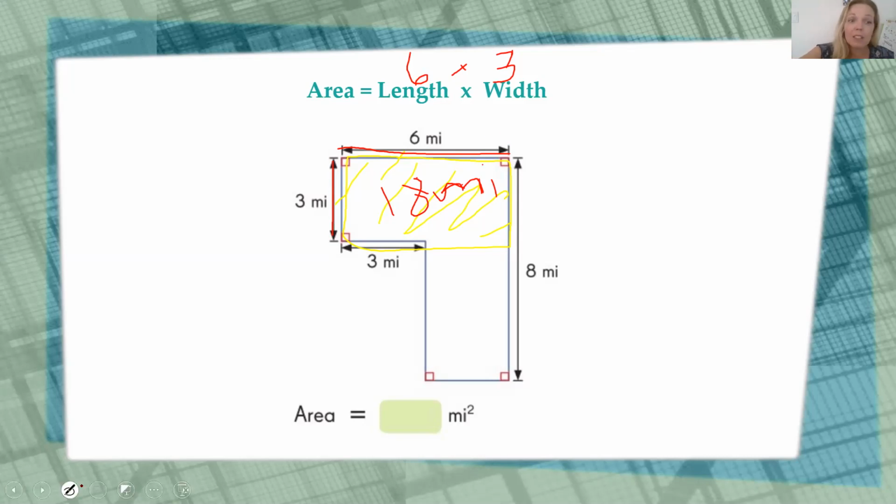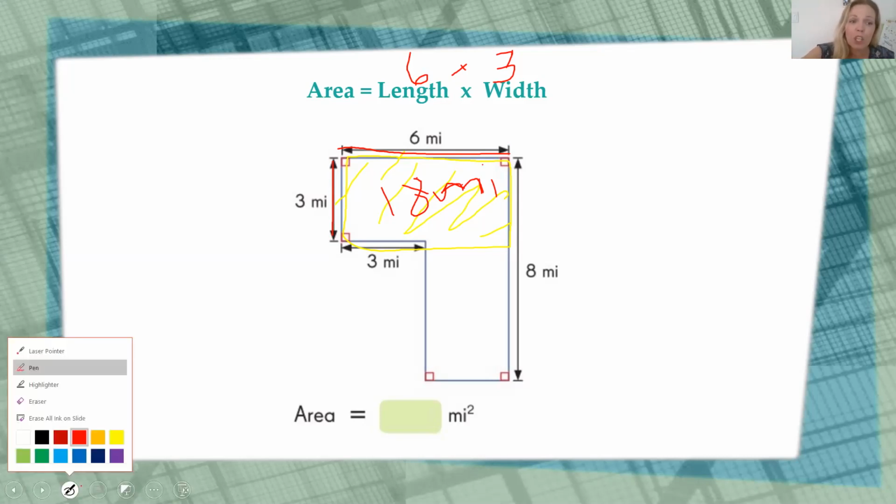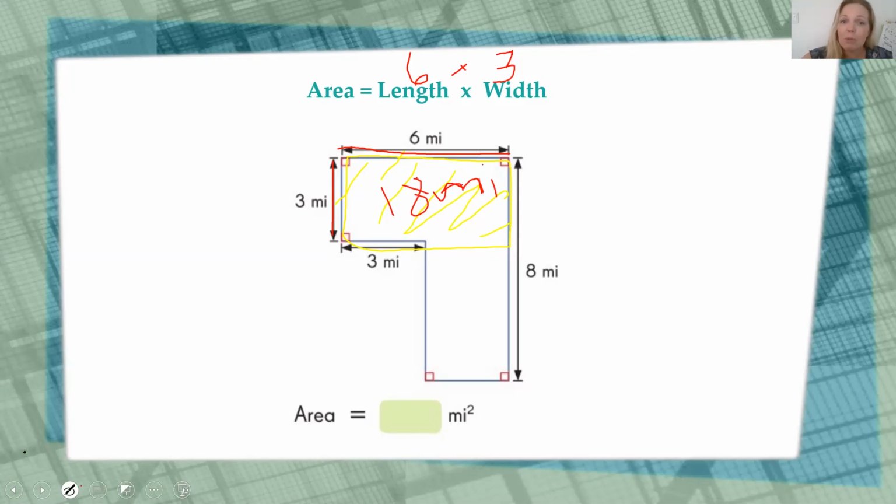However, we still have to solve for the bottom portion, because that is part of the original shape. So now let's solve for this lower rectangle. We'll call this the green guy. Our green guy does not have any measurements for its side lengths, because it is not 8 miles in length. That 8 miles was to register the full length of the L shape.